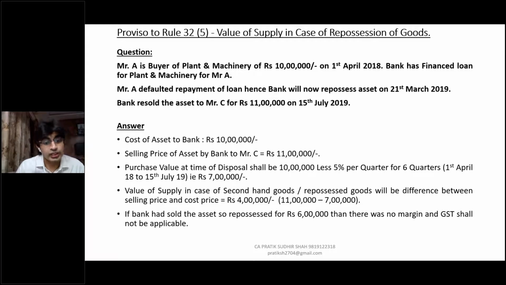Clear? So if the bank had sold the asset for say 6 lakh rupees, not 11 lakh, was there any margin? Cost was 7 lakh. Sale for 6 lakh. There was no margin, right? So GST shall not be applicable in this case. Clear? Okay. This is applicable only in case of repossession of goods.